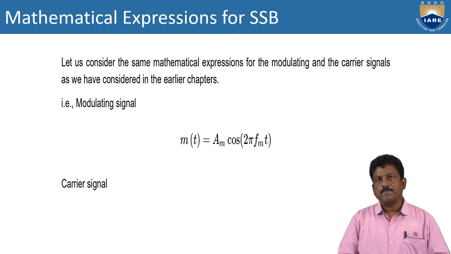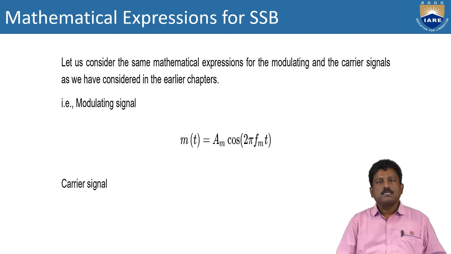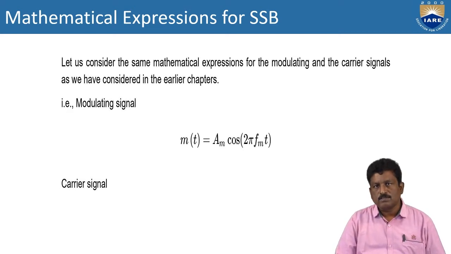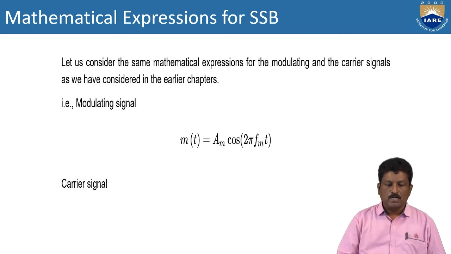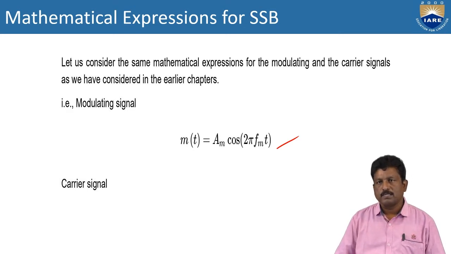Then coming to the mathematical expression for the single sideband modulated wave. You already know from the beginning of AM modulation that the modulating signal m(t) is given by Am cos 2 pi fm t. Here Am is the amplitude of the modulating signal and fm is the frequency of the modulating signal.